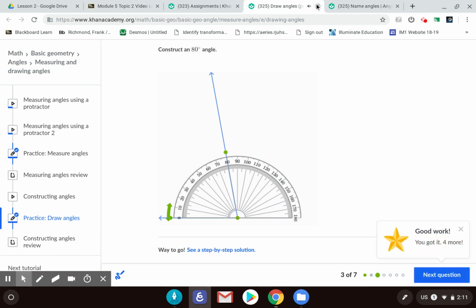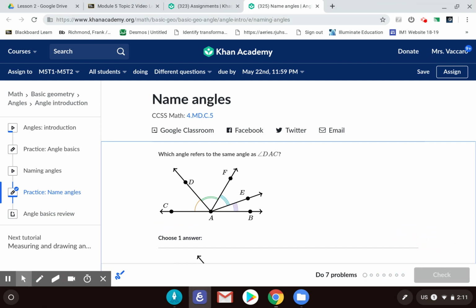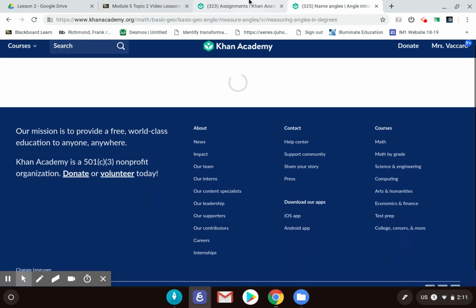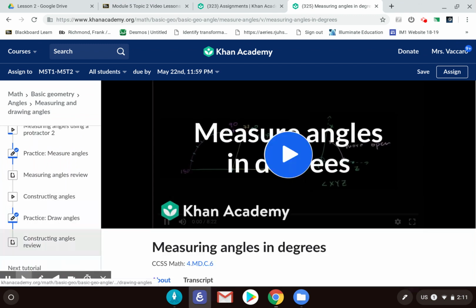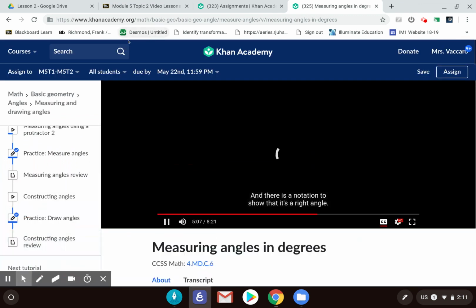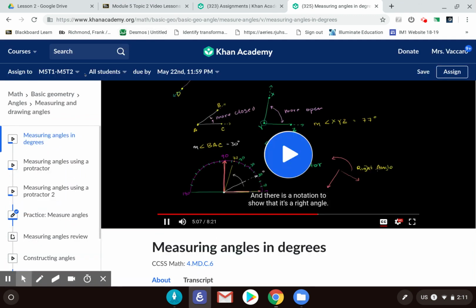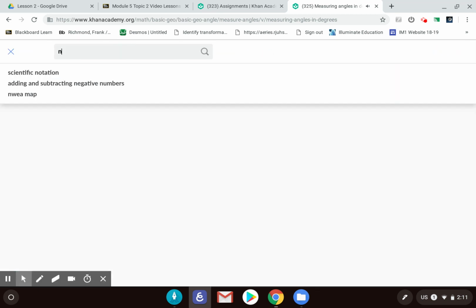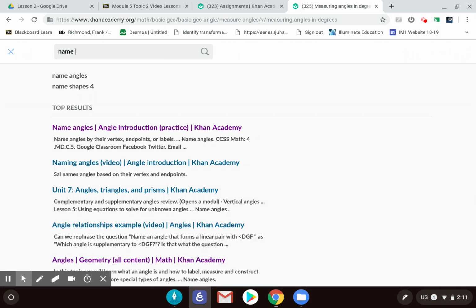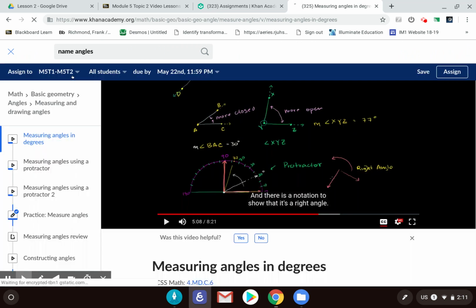And then another thing you're going to have to do is name the angles. So it says, oops. Let me find it again. I'm sorry. I lost it.